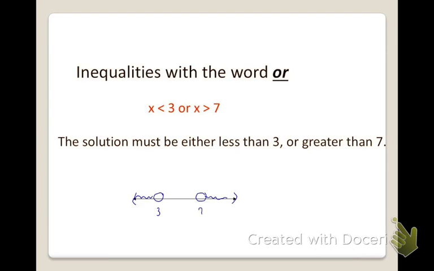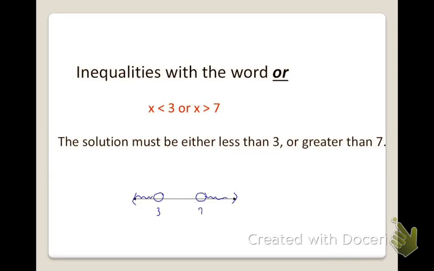Now, or. Inequalities with the word or. If x is less than 3 or x is greater than 7, then that means we'll take solutions that are less than 3 or greater than 7. And so the graph would look something like this. If we're going to shade in the solutions of this compound inequality, then we'll take these guys that are less than 3, or we'll take these guys, which are greater than 7.